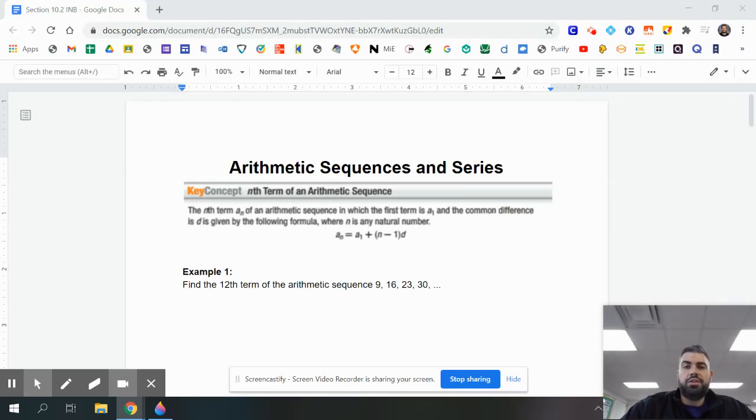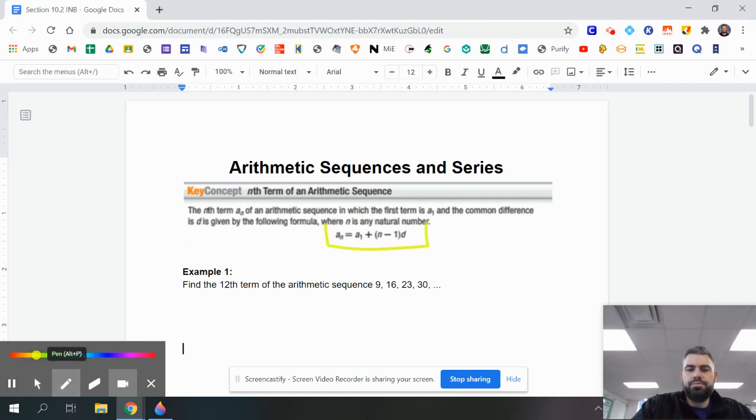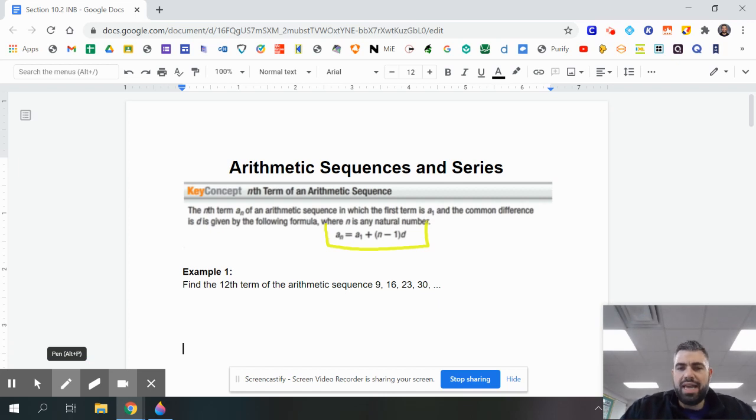Today we're going to be talking about section 10.2, which is on arithmetic sequences and series. We can find any term in an arithmetic sequence based upon this equation right here. a sub n, where n is the term you're looking for, is equal to the first term, a1, plus n minus 1 times d, where d is the common difference.